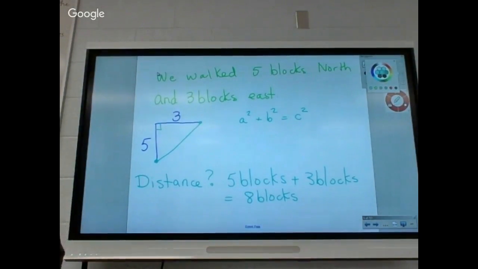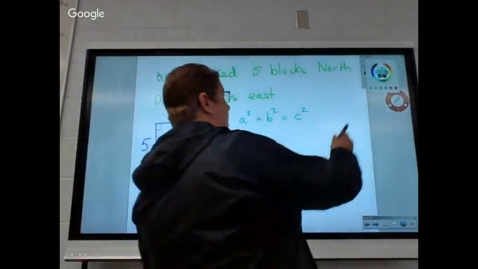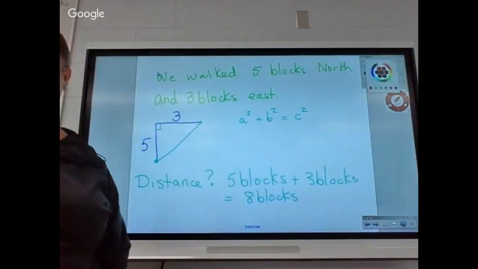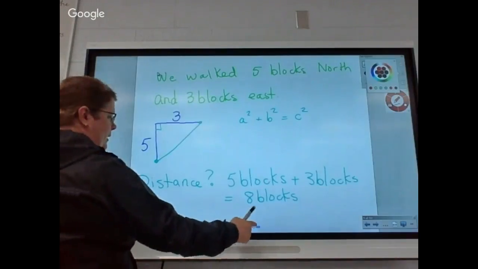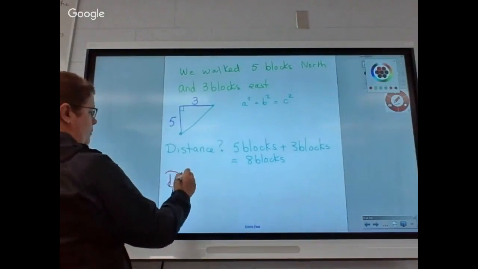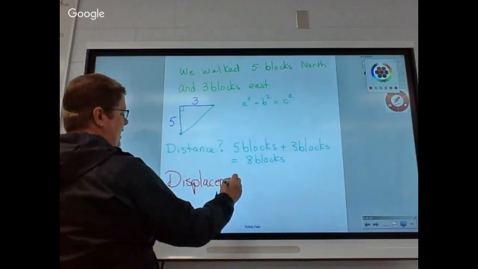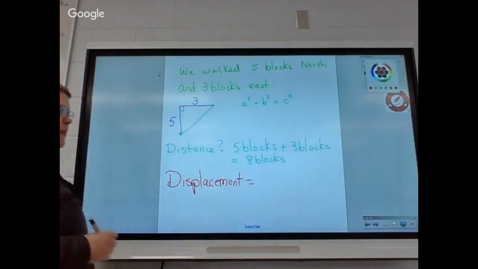Okay? When you cut through the church lots, that's displacement. That's what we're talking about when we cut through the church lots. That's displacement. Okay? So, all those shortcuts you guys take are the displacement.